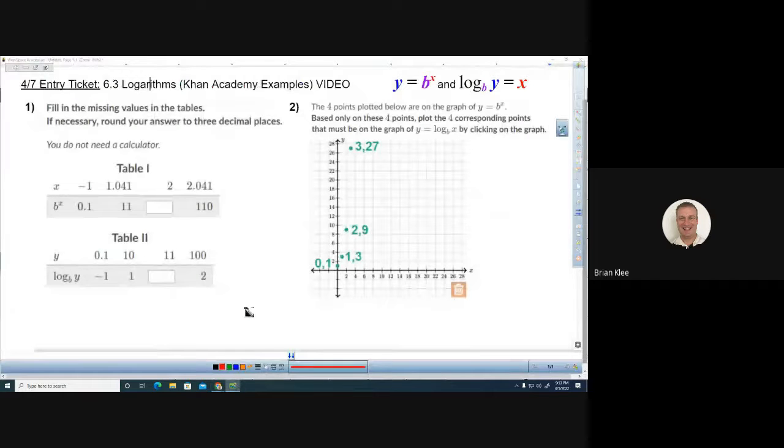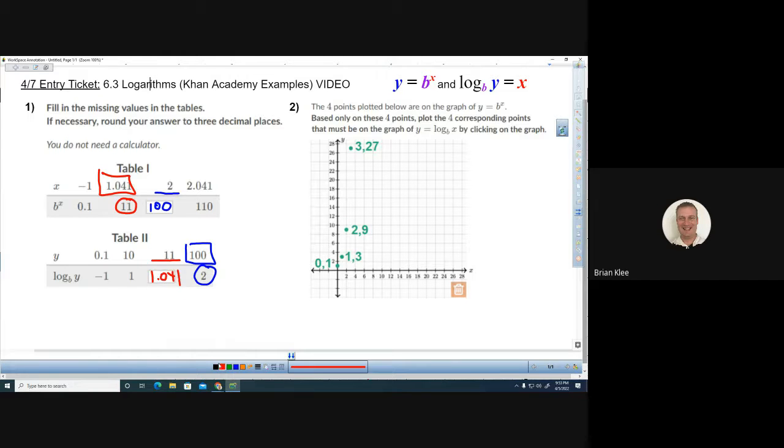So when we go back to the file here, I'm looking for where does 2 happen on the logarithmic. It's now in the output or y position. And I know that x and y is listed here the way they are, but the 2 goes with the 100. And then now here's 11 on the logarithmic. Where is it on the exponential? Right there. It goes with 1.041.